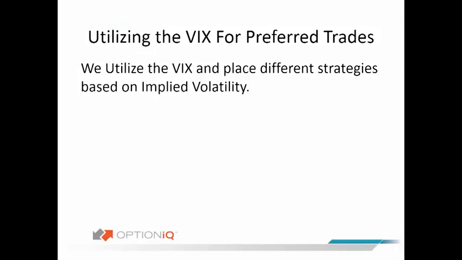Okay, the next slide says utilizing the volatility index, or the VIX, for preferred trades. Now, this is important. The reason we have a preferred trade in the software is because the preferred trade follows this VIX guideline that we have. What we do is we utilize the VIX and determine where it's at on a daily basis. Here's the guideline that's being used for your preferred trades.